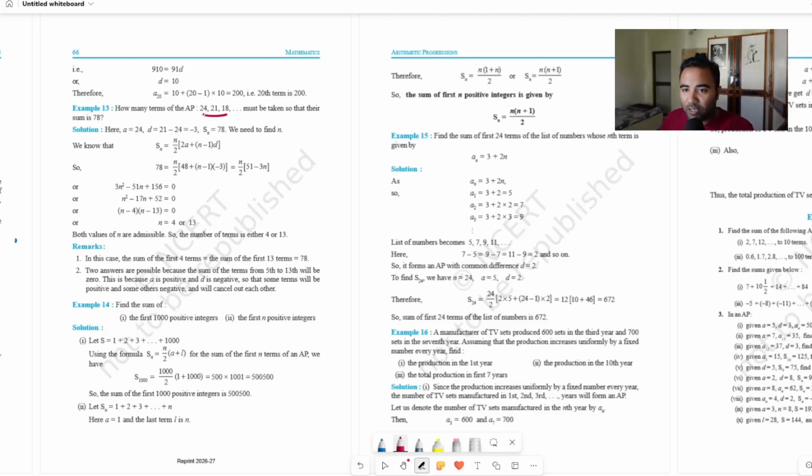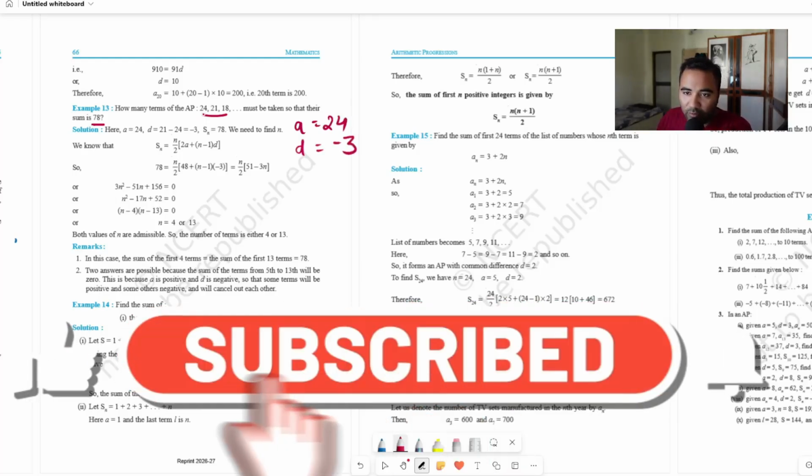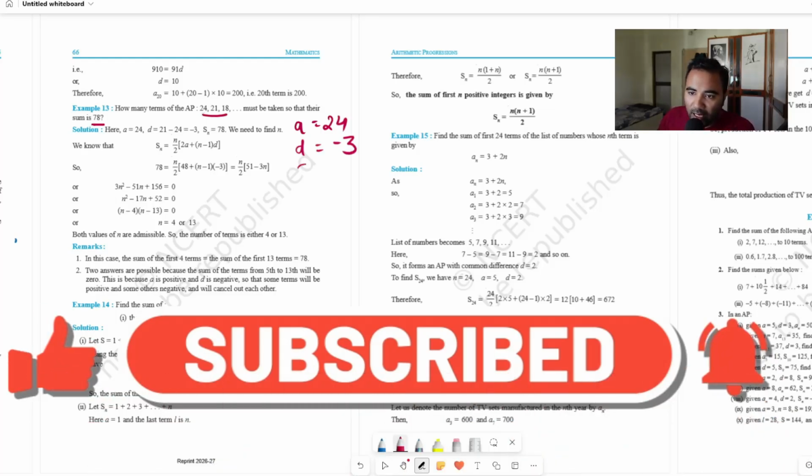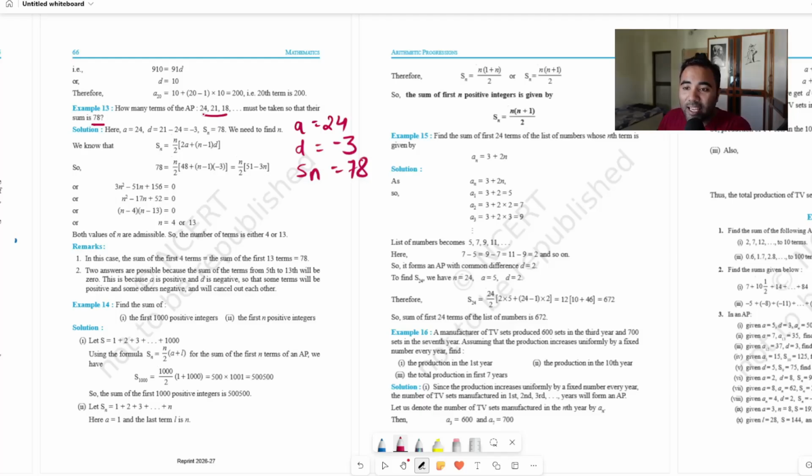How many terms of the AP 24, 21, 18 must be taken so that their sum is this? So you know a is equal to 24, common difference is minus 3: 21 minus 24, 18 minus 21. And Sn, that is the sum, is given as 78. So all you need to do is find n. So what is the formula? Sn is equal to n upon 2 into 2a plus n minus 1 d. This is the formula that we have learnt.